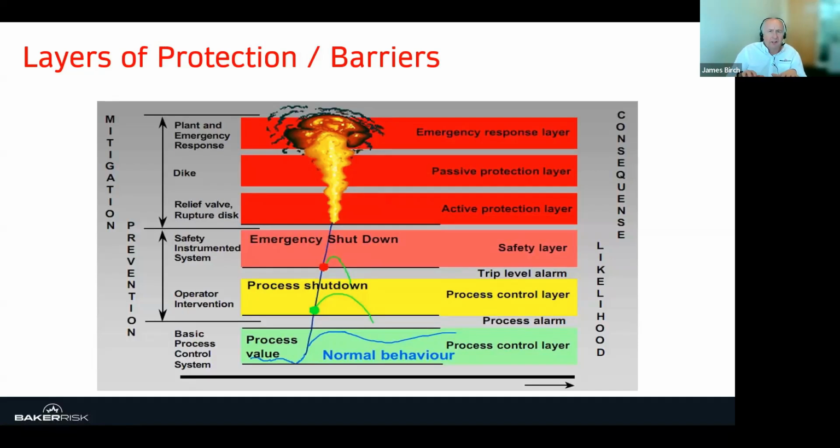If those things don't work, we give ourselves another layer of protection, which is emergency shutdown. And this might be depressurization systems, it might be quenching, reaction kill systems, where we hope to turn the trend, bring us back into a safe condition. But after that, we're into dealing with what is an emergency.